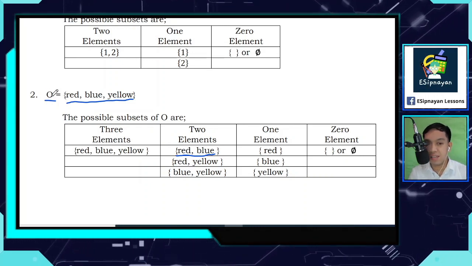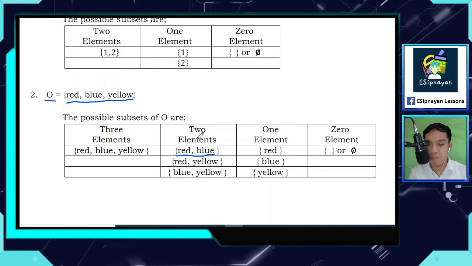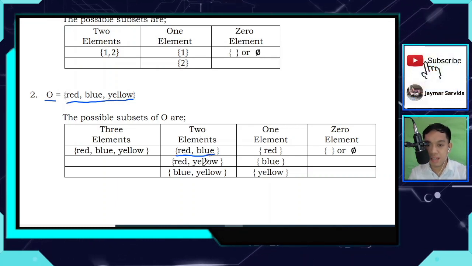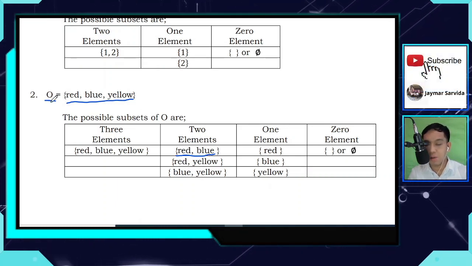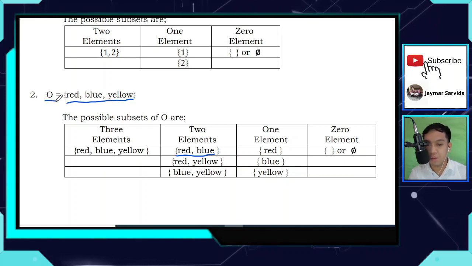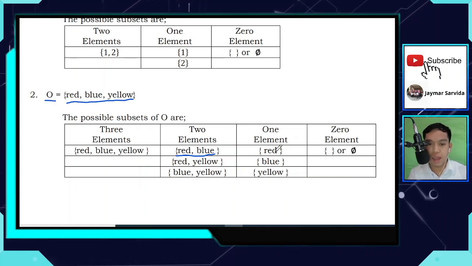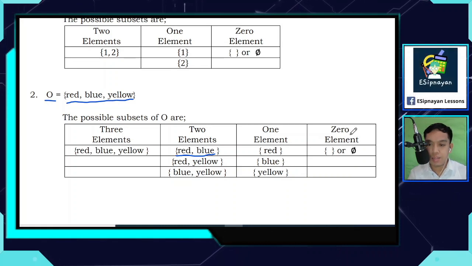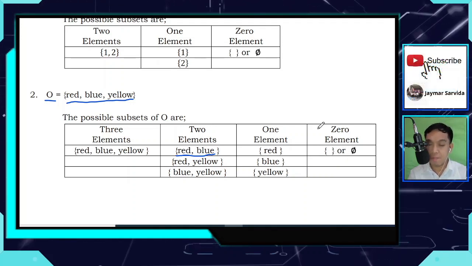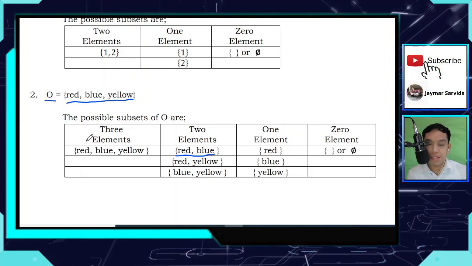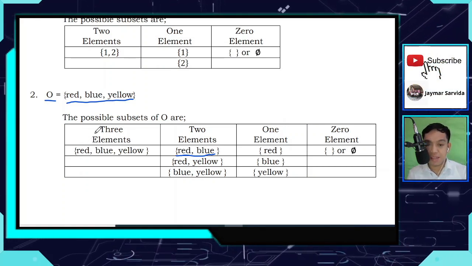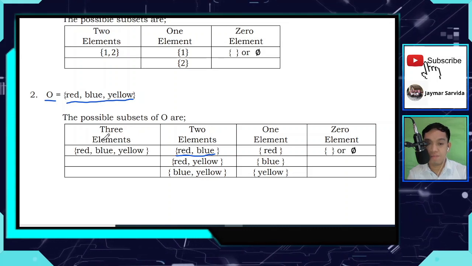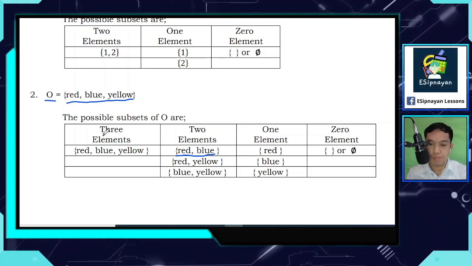Subset sila ni set O, kasi lahat naman ng elements dito sa ating 2 elements na set ay nandito sa set O. Elements din ni set O. Then 1 element, we have red, blue, yellow, and we have 0 element also. So itong null set or empty set is a subset of every set. And the set itself is a subset also of itself. Okay, next.